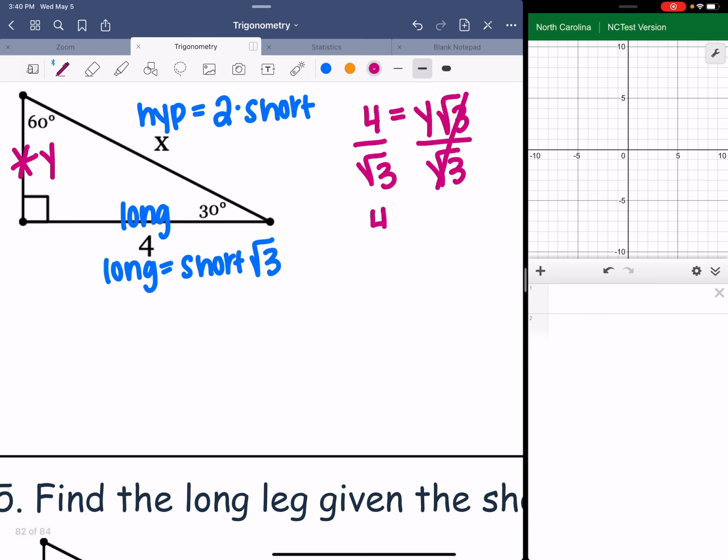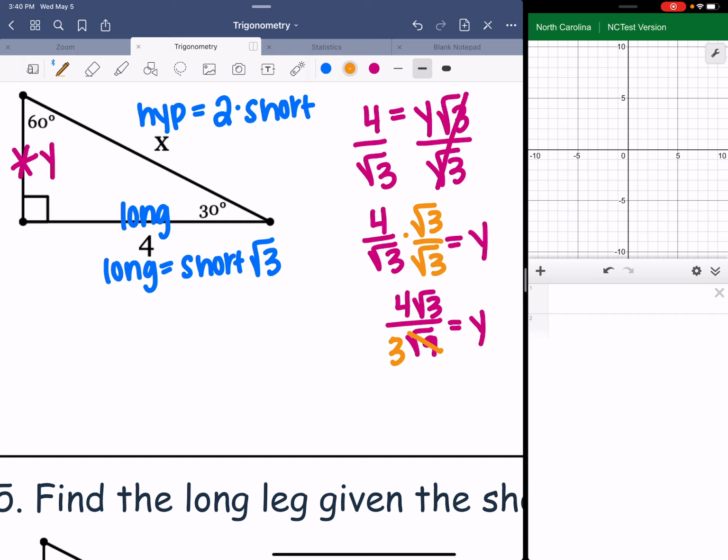Right, so now we have 4 over square root 3 equals y, and we need to multiply by square root 3 on top and bottom. And multiply straight across. So that gives us 4 square root 3 on top and square root 9 on the bottom. The square root of 9 is just 3. So that leaves us with our final answer for the short leg, 4 root 3 over 3. Now, make sure that you don't cancel these out because you can only do that with the whole numbers.